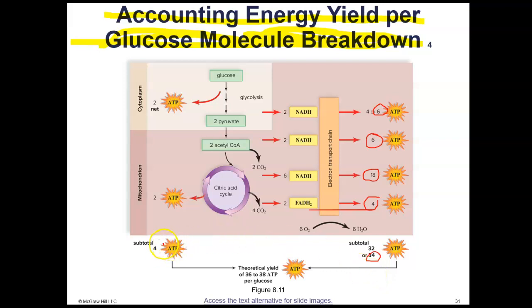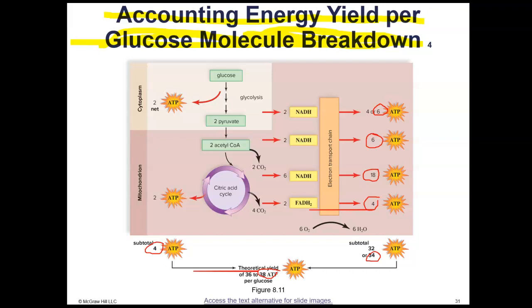And then you add that to the 4 from glycolysis and the citric acid cycle, and that will give you 38 ATPs. Due to some chemistry reasons that I'm not going to go into, you can Google it if you would like, sometimes you don't get 38, you only get 36. But there is a reason behind that.